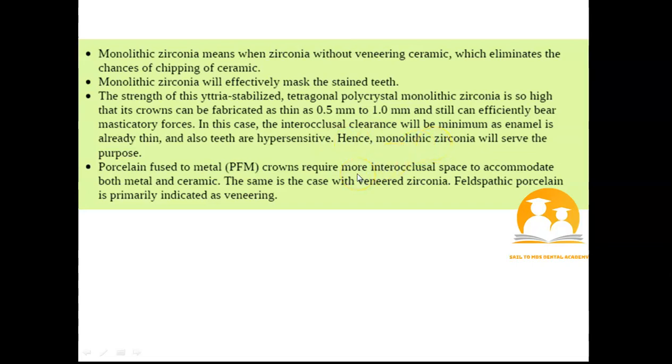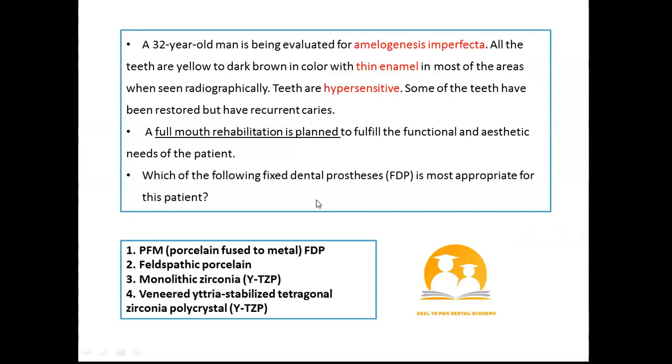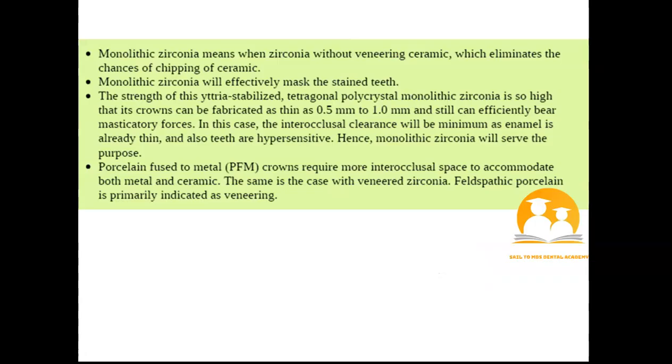You cannot go for PFM because it requires more interocclusal space to accommodate both metal and ceramic, and the same is the case with veneered zirconia. And even feldspathic porcelain is primarily indicated as a veneering material. So dear aspirant, here the correct answer is monolithic zirconia. So you understand how the diagnosis helps in treatment planning for crowns.